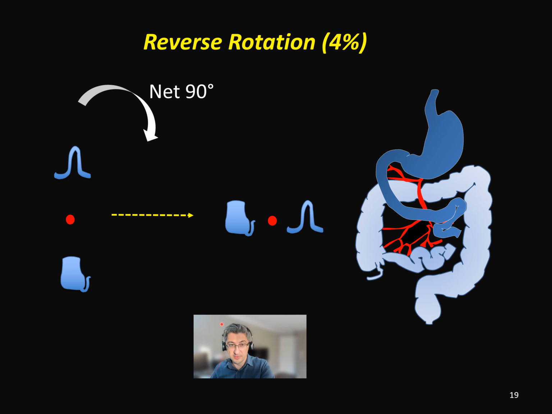There is also a very rare type of rotation anomaly, which is called reverse rotation, only 4%. It's an abnormality of the second stage of rotation, where the 270-degree counterclockwise rotation is replaced by a 90-degree counterclockwise rotation, followed by a 180-degree clockwise rotation, to result in a net 90-degree clockwise rotation. Most commonly, the transverse colon is located behind the SMA and the duodenum, and there is compression of the colon by the SMA, and there is also associated ileocecal volvulus due to incomplete fixation of the right colon.